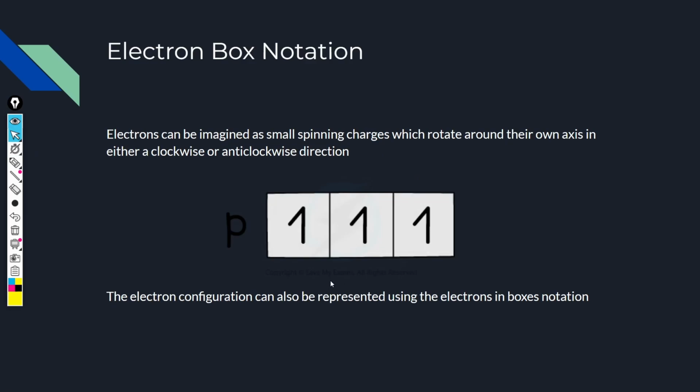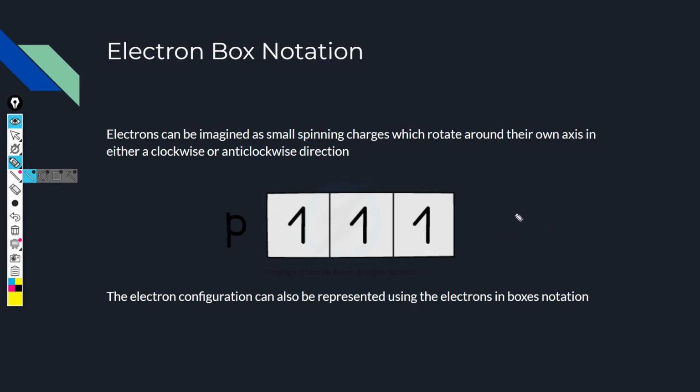Now, we need to learn about electron box notation. So electrons are basically spinning charges, and they can rotate around their own axis. We don't have to worry about this too much. We just need to know there's a clockwise direction and there's an anti-clockwise direction of spin. So over here, we know P has 3 orbitals, so we've got 3 boxes with the notation. And the electronic configuration, just so we know, can be used instead. There's always a rule that electrons are filled singly at first, and then when all the boxes are filled, then only electrons will start pairing.